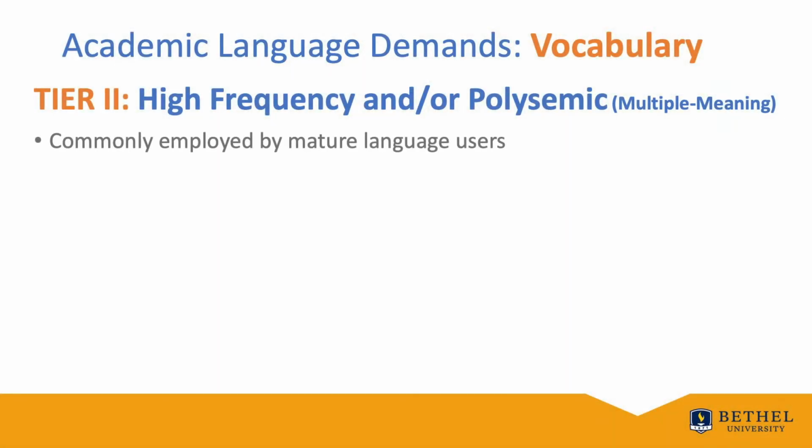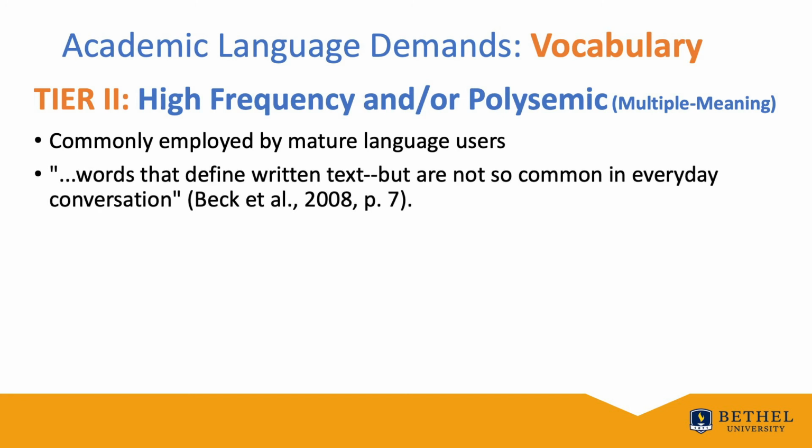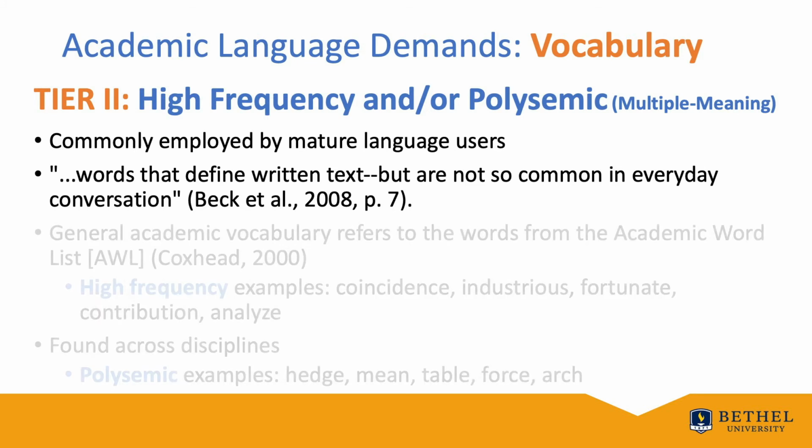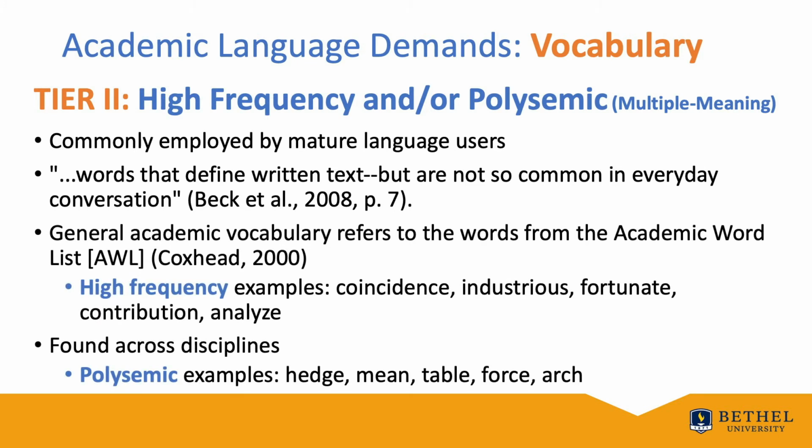Tier 2 refers to the more sophisticated and precise words that are used in conversation. Consider well-written children's literature. These are most commonly employed by mature language users. Words that define written text, but are maybe not quite as common in everyday conversations. Tier 2 represents our effort to identify highly useful, though not necessarily high-frequency words.